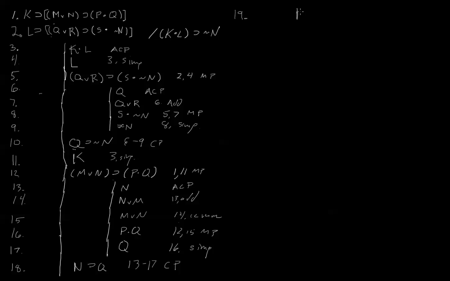19, if N then Q. And look at 10. 10 says if Q then not N. So if we put 18, 10, you know what I'm going to do? 18, 10. If N is true, then Q is true. If Q is true, then N is not true. So 18, 10, hypothetical syllogism, gives us if N is true, then not N is true.